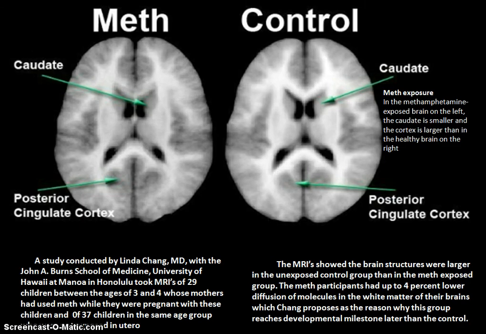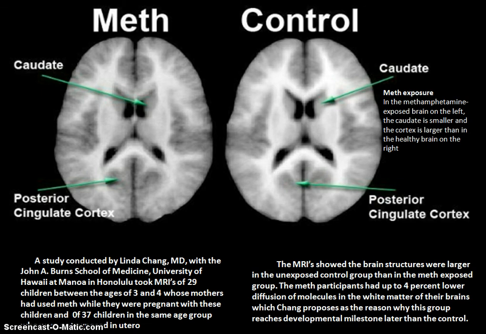Methamphetamine use during pregnancy. Linda Chang and her research team took MRIs of 29 children between the ages of 3 and 4 whose mothers had used meth while pregnant, and compared them to children who had not been exposed in utero. And the exposed children had about 4% lower diffusion of molecules in the white matter of their brains, and this is what Chang proposes as the reason for why this group reached developmental milestones later than the control.